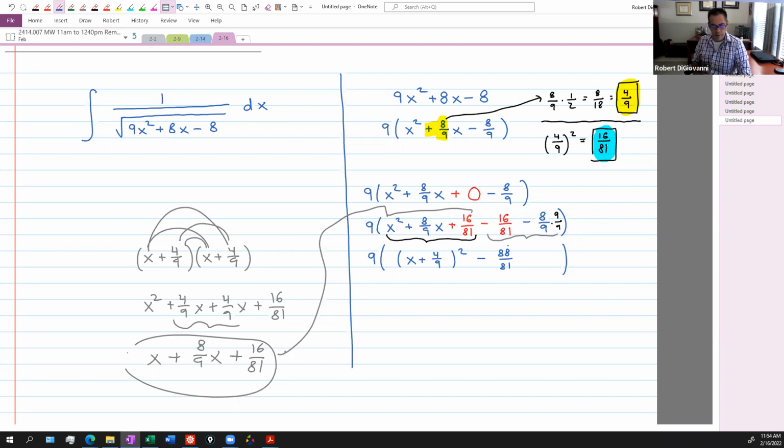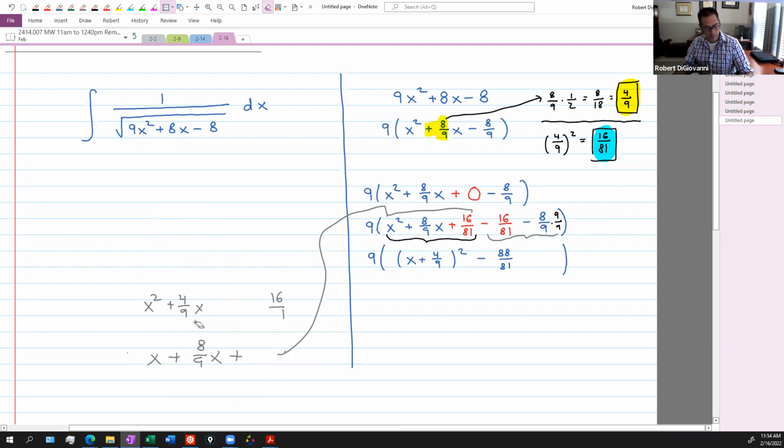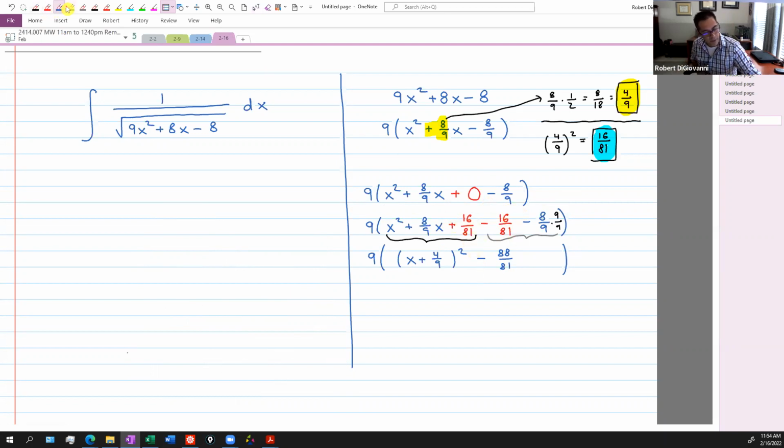We've completed the square. I mean, I'm happy with this. I'm going to erase this though, because I need more room here. That's it. I'm not going to review completing the square any more than that. If you want some more practice, you can come to my office hours. We can talk about it.